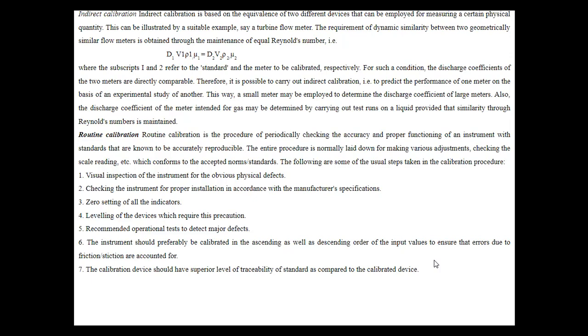First, visual inspection of the instrument for the obvious physical defects. Second, checking the instrument for proper installation in accordance with the manufacturer's specifications. Third, zero setting of all the indicators. Fourth, leveling of the devices which require this precaution. Fifth, recommended operational tests to detect major defects. Sixth, the instrument should preferably be calibrated in the ascending as well as descending order of the input values to ensure that errors due to friction or stiction are accounted for. Next, the calibration device should have superior level of traceability of standards as compared to the calibrated device.